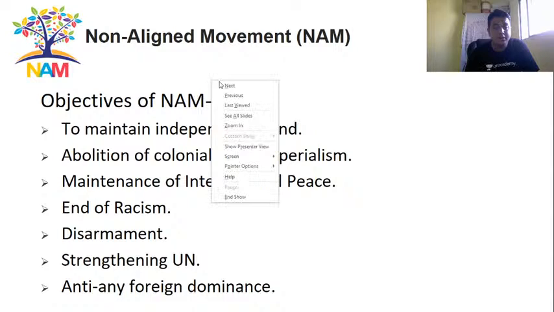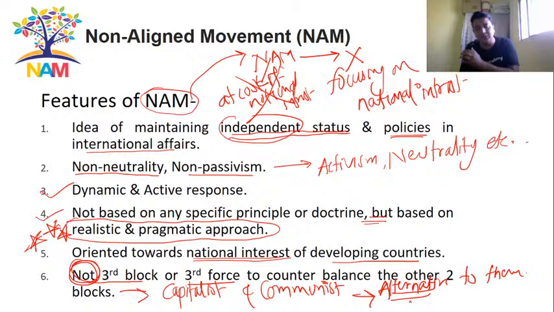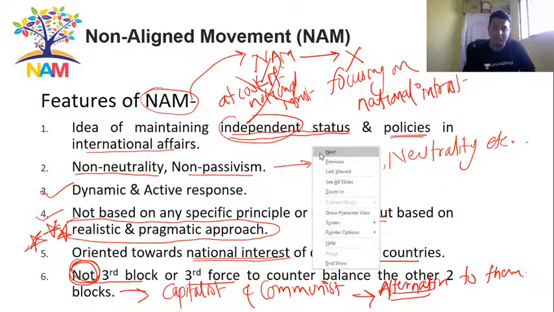Clear? And what exactly is it? It is an alternative. Remember, an alternative to them. No challenge, no countering. Alternative means if you don't want to be a part of the first, if you don't want to be a part of the second, then please, you're welcome. Clear?